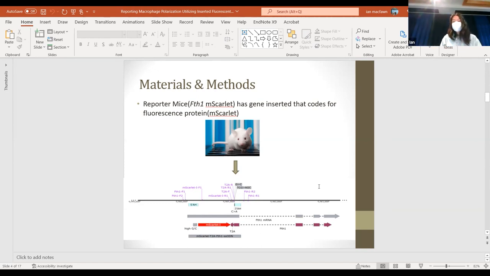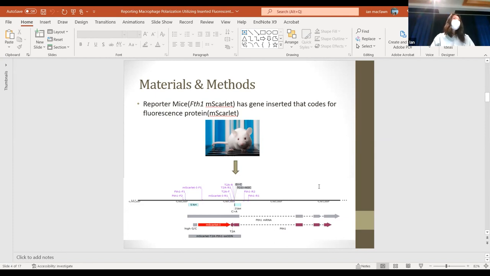So basically this allows for mScarlet and FTH1 to be produced simultaneously from one piece of mRNA. They're produced in unison, so in equal amounts. So FTH1 and mScarlet are basically directly proportional. This allows us to track it, because there are equal amounts of FTH1 and mScarlet, so it allows us to report it, which is the point of our mouse.